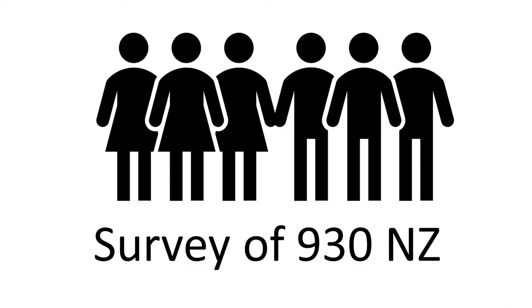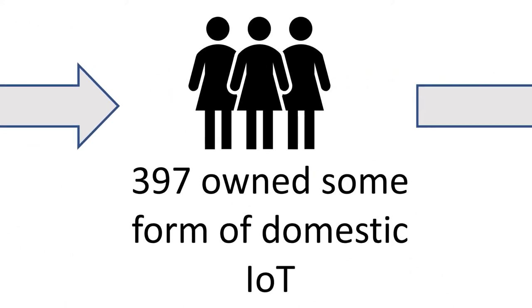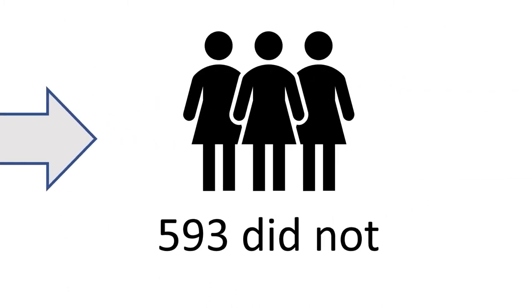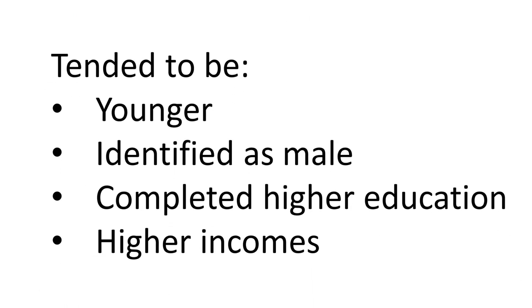We first conducted a survey of a representative sample of 930 New Zealanders. 397 people indicated they owned one or more IoT devices at home. There were some significant differences between IoT users and non-users. Users were younger, more frequently male, more highly educated, and had higher incomes compared to non-users. We followed this survey with in-depth interviews with 12 users of domestic IoT devices, who generally described themselves as tech-savvy or early adopters.